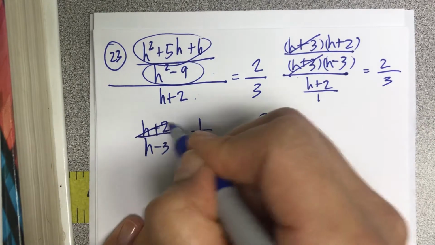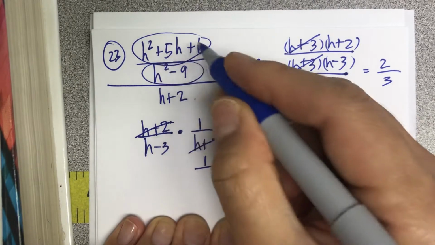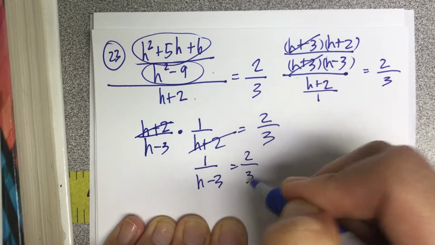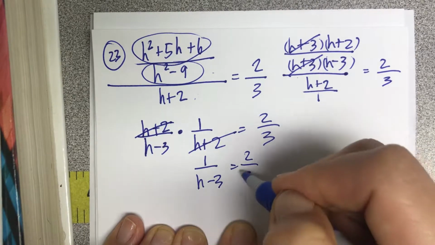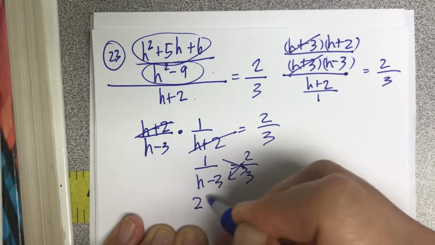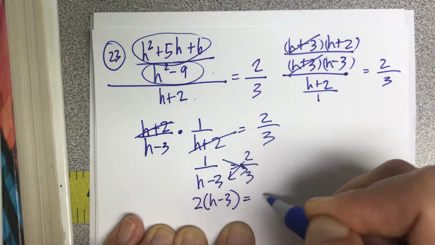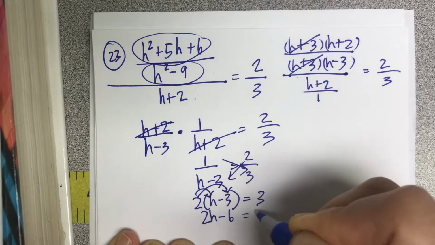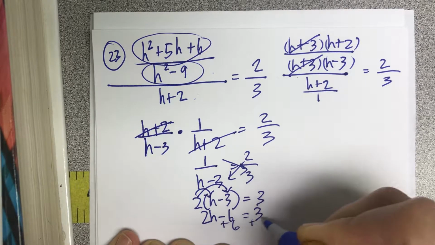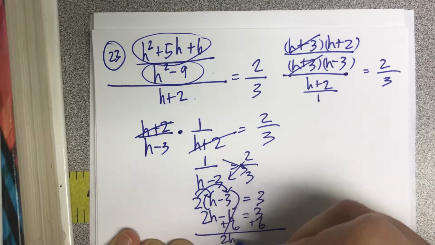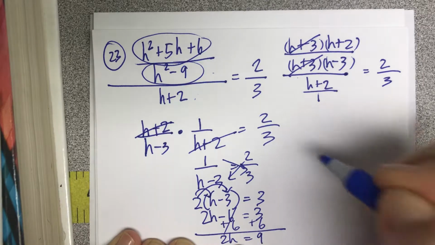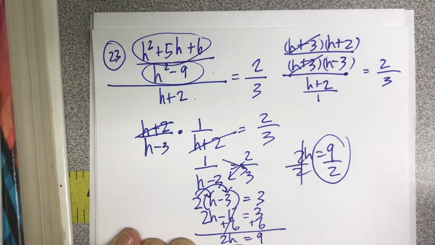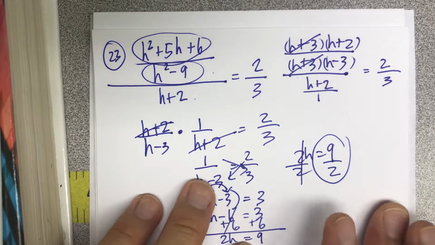So look, now cross, cross. So we reduce that crazy looking thing into 1 over h minus 3 equals 2 over 3. So now how do you solve for h? You just cross multiply. And now we got it super simple. This is our jiu-jitsu move at the end. Distribute, distribute. This is going to be 2h minus 6 equals 3. Plus 6, plus 6. 2h will equal 9. And then if 2h equals 9, divide out the 2, divide out the 2, 9 over 2 is your answer.